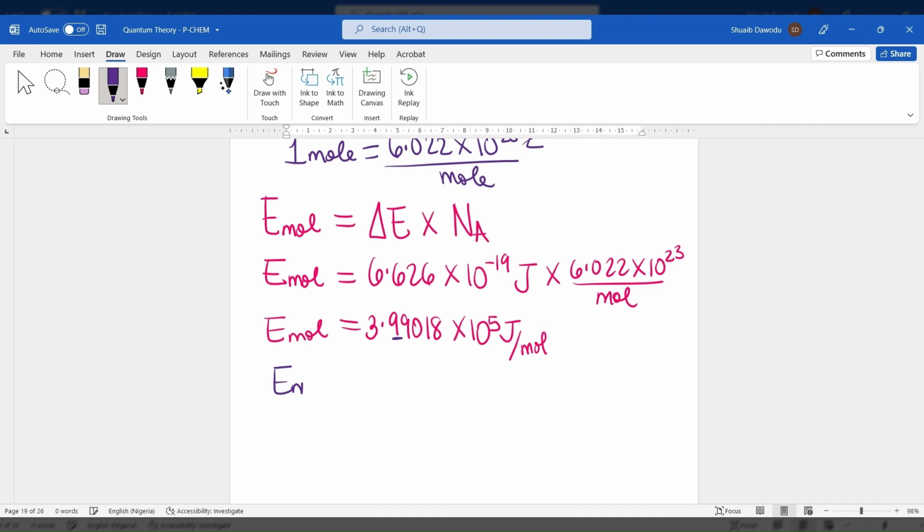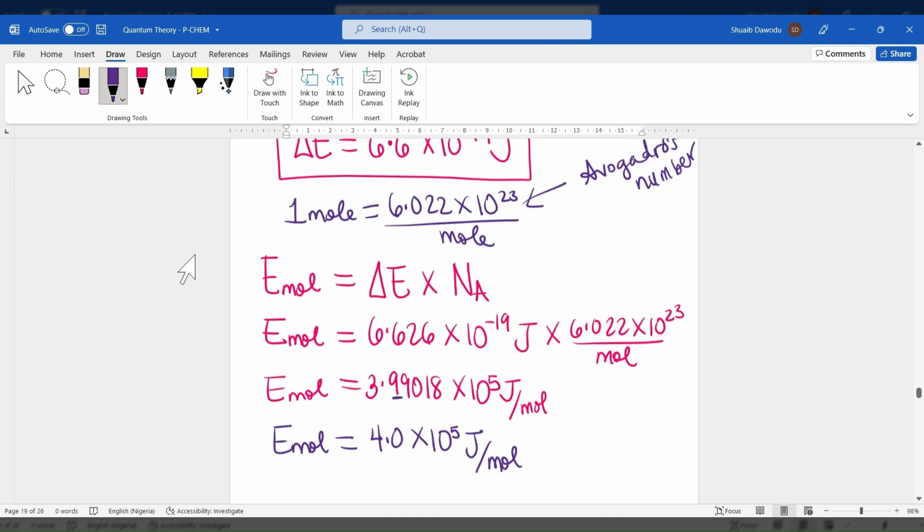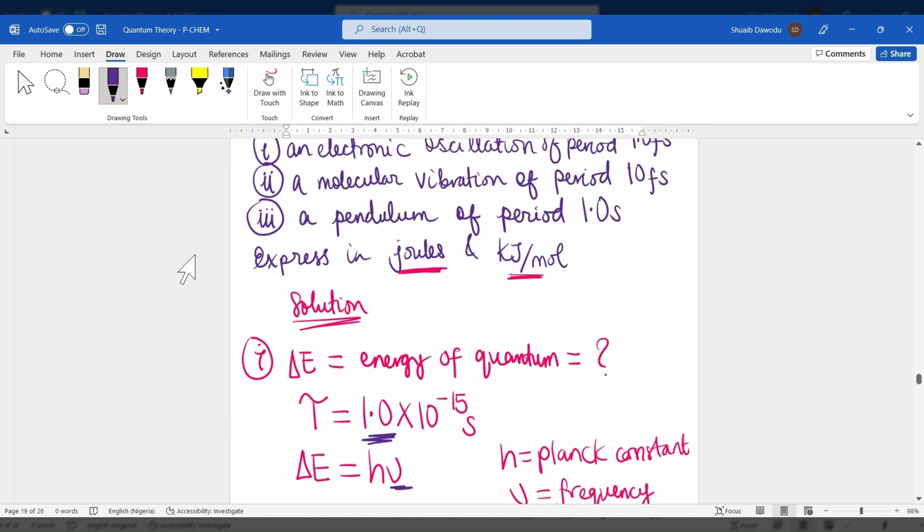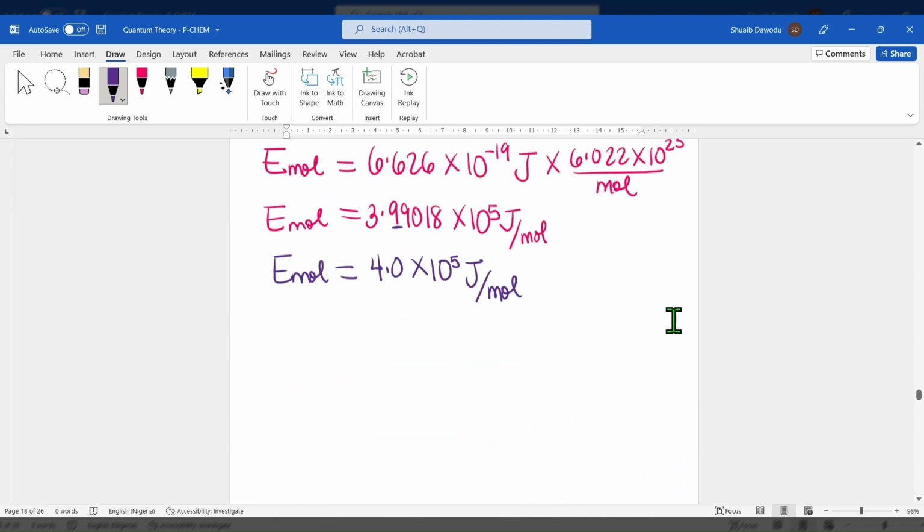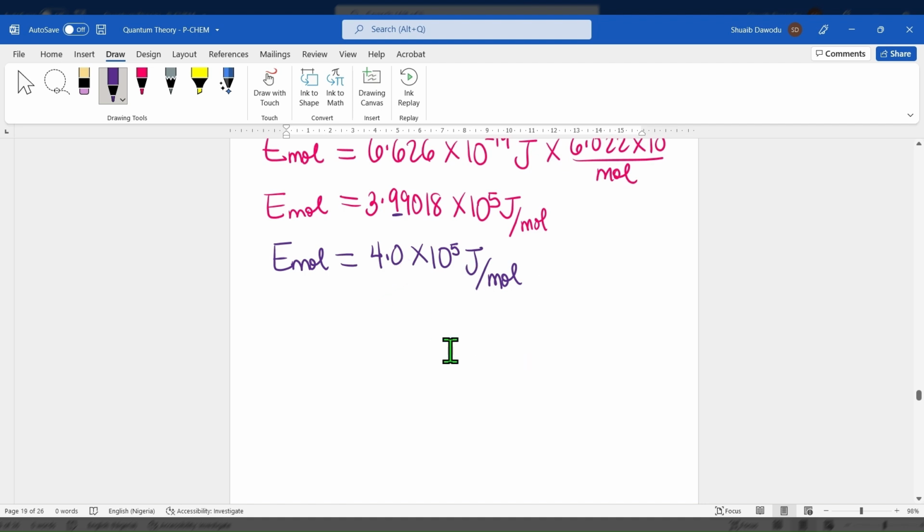So energy per mole is equal to 4.0 times 10 raised to the power of 5 joule per mole. But then there is one more thing. Remember, if you go back to the question, we were told to find it in kilojoule per mole. So we have to go from joule per mole to kilojoule per mole. So what that will look like will be energy per mole will simply be 4.0 times 10 raised to the power of 2 kilojoule per mole. And this is basically the answer.